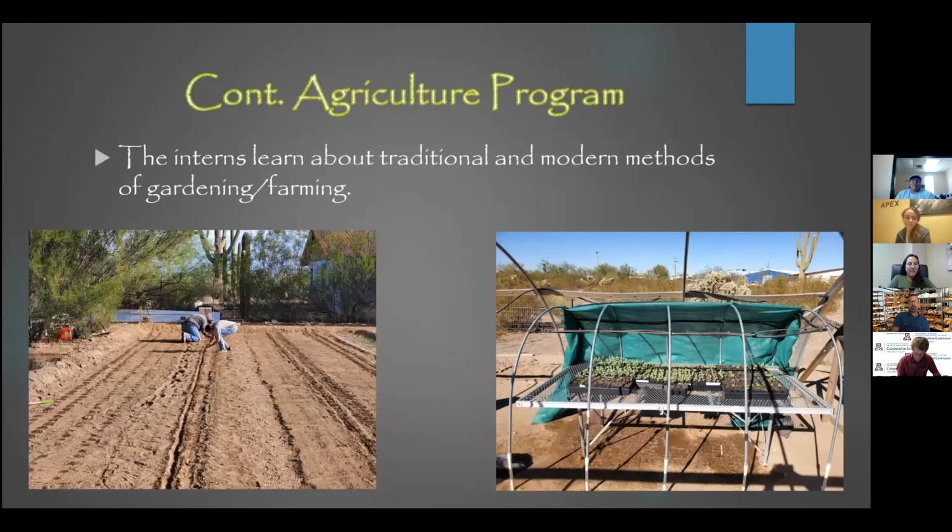The interns learn about traditional and modern methods of gardening. In these pictures, we have an intern and another individual who is a volunteer, planting in the student learning farm, which is a smaller garden. And on the right is a picture of the greenhouse, where we start our seedlings.